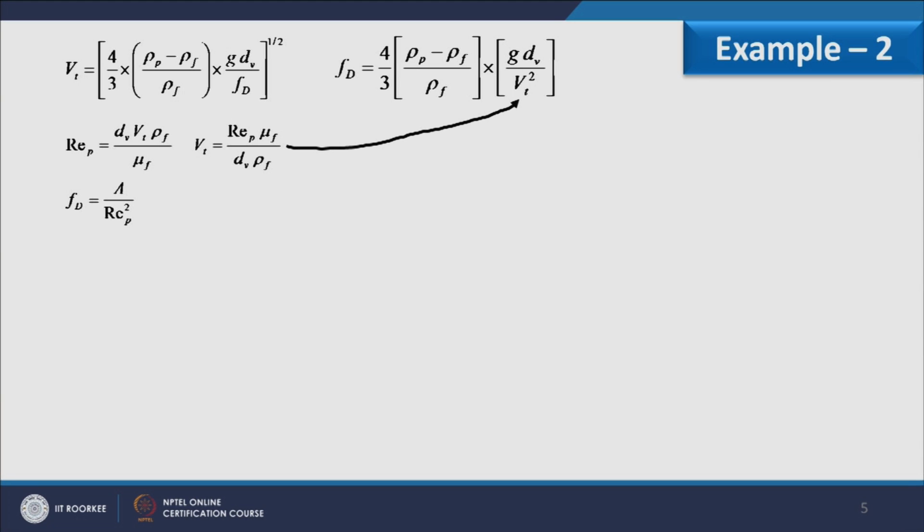This Vt expression we will put over here, and the final expression of Fd we can get as a function of Reynolds number. If you see the final expression, we have Fd equal to A by Reynolds number square. Now, what is A? A is the constant where we have put all values which are constant, like particle density, fluid density, particle diameter, that is volumetric diameter, and fluid viscosity. All these are constant, so we have represented all these values as a single parameter, A. So, Fd equal to A by Rep square is the expression we have got.